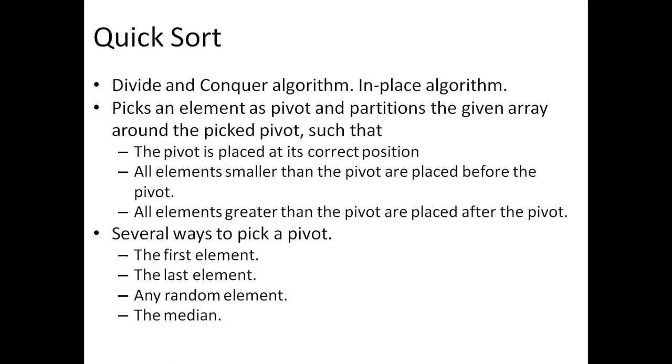In each iteration, the quicksort algorithm works by picking a pivot element, then it partitions the array around the pivot element. At the end of each iteration, elements less than the pivot element will get placed before the pivot element and all the elements greater than the pivot element will get placed after the pivot element. And the pivot element itself gets placed at the correct position.